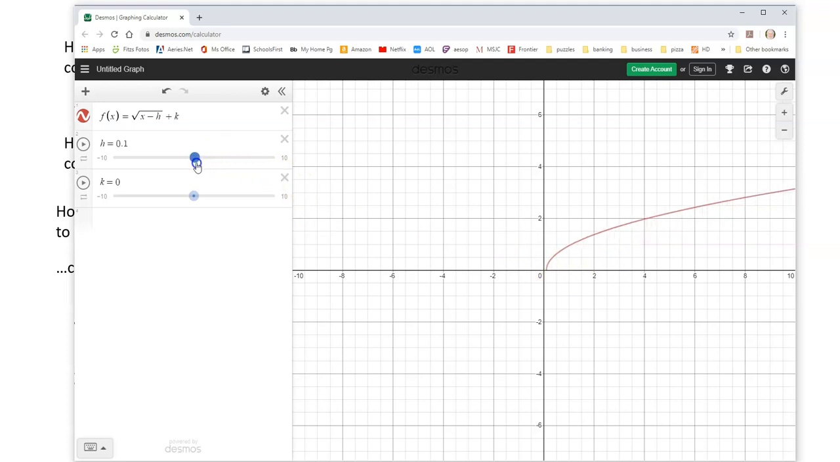If I put in a negative number, so if I have x minus negative 1, that would be x plus 1. That moved the graph to the left 1. When k is a positive number, it moves the graph up. When k is a negative number, it moves the graph down.